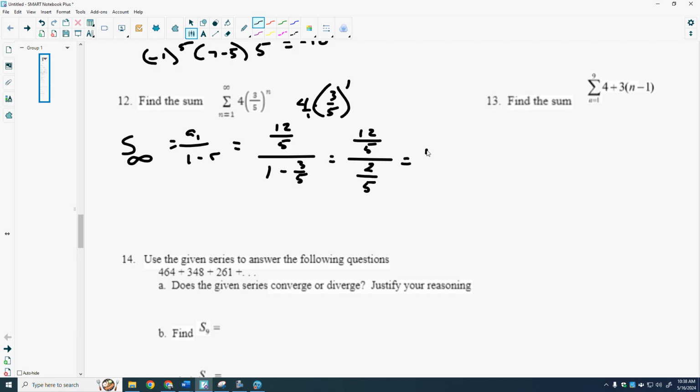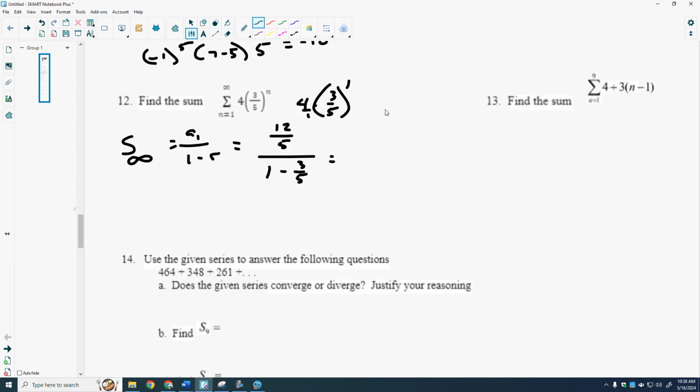To divide by a fraction, we multiply by the reciprocal. 5s go away. That reduces to 1 and 6. My answer is 6. Okay. Find the sum, 6. Let me get rid of that mess because it went way over into my other problem. All right, find the sum.